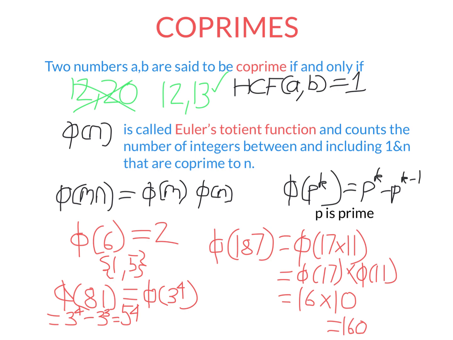Because the only prime factor of 81 is 3, every number less than 81 will be coprime to 81 except precisely the multiples of 3. So that's where that formula comes from.